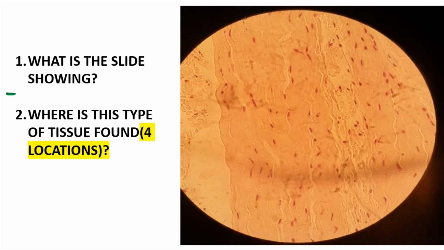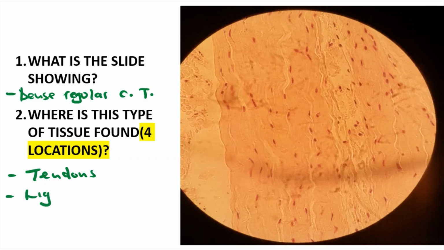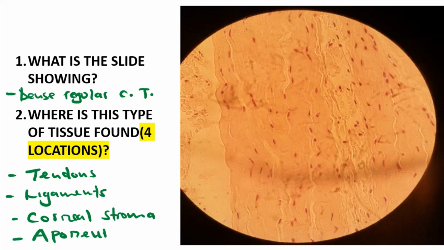What is this slide showing? This is dense regular connective tissue. Where is this type of tissue found? It is found in the tendons, in the ligaments, in the corneal stroma, the stroma of the cornea, and it is also found in the aponeuroses.